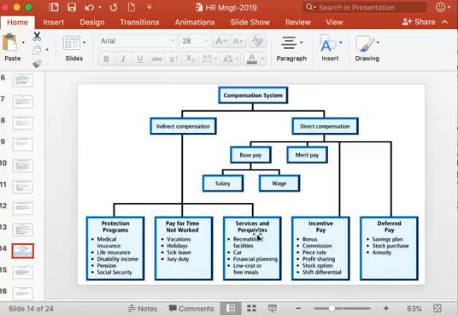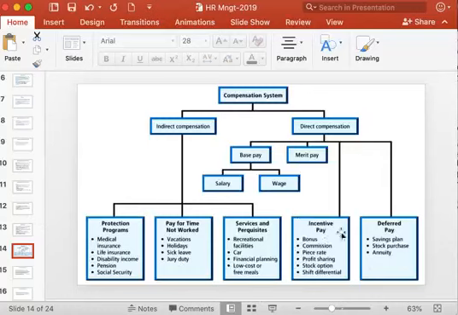Another form of indirect compensation is services and perquisites, which include recreational facilities provided to employees, cars or transportation, financial planning, low cost or free meals. The direct compensation is divided into basic pay and merit pay and incentive pay and deferred pay. Basic pay is further divided into salary and wage, as you saw in the earlier slides.